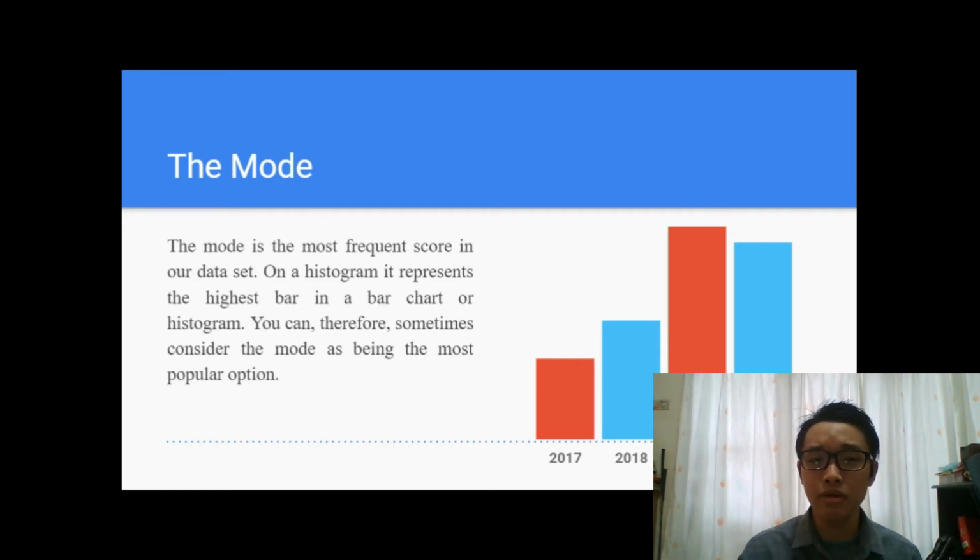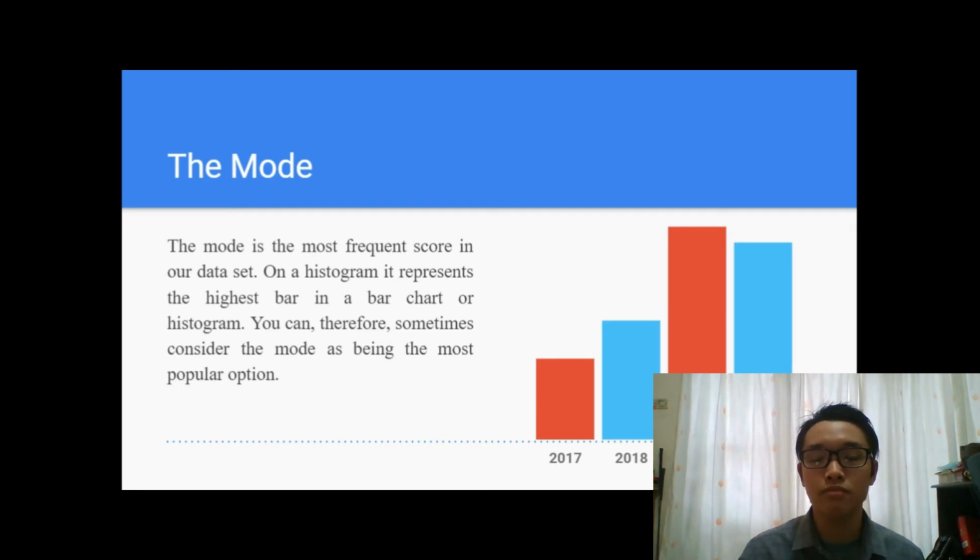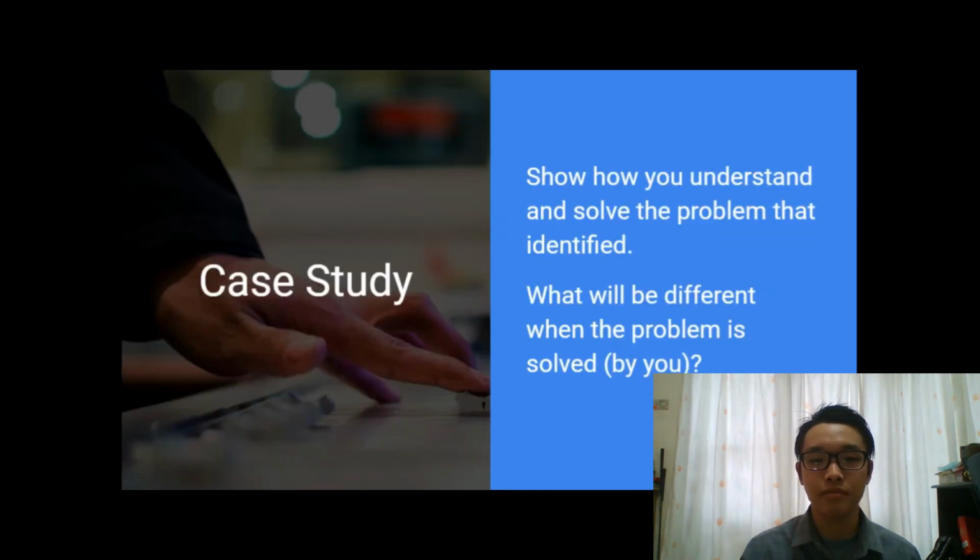So the mode is basically the most frequent score in our data set. On the histogram, it is represented by the highest bar in a bar chart or histogram, which means the most popular option. Okay, so right now I will bring one case study to show you how you can understand and solve the problem.